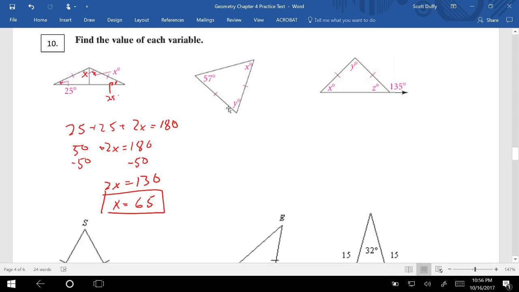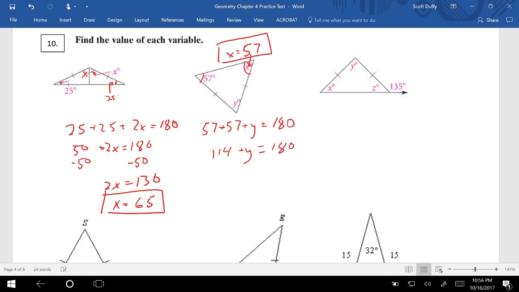I see this is also an isosceles triangle. If these two sides are equal, then it would be these two angles being equal, which makes this 57. Easy. Now, if these are 57, this one has to add with it to make 180. So I say 57 plus 57 plus y equals 180. 57 and 57 would equal 114. Subtract 114. Y equals 66 degrees.